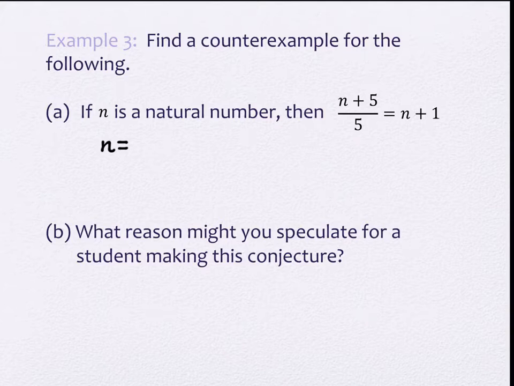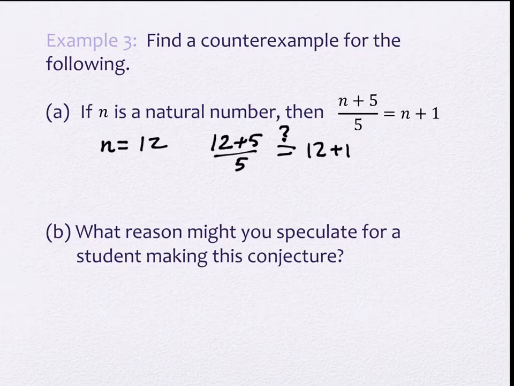12. Yeah, don't make it hard. 12. Thank you. n is 12. So if you have 12 plus 5 over 5, does that, I'll put a question mark, equal 12 plus 1? Certainly not, right? I mean, it's 17 over 5 on the left. That does not equal 13. Okay, so that's a counterexample to this particular conjecture. There's lots of n equals that would work here. In fact, most n equals will work here and show that this is false.